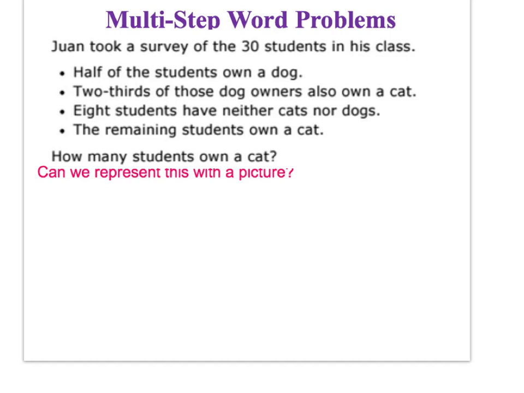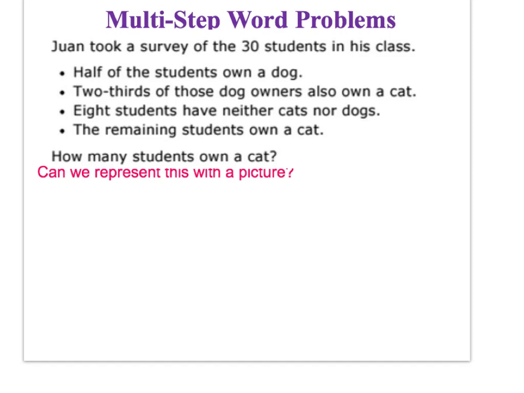Today we're going to work on multi-step word problems, and specifically ones that include bullet points of information. So this first problem says Juan took a survey of 30 students in his class. Half of the students own a dog, 2/3 of those dog owners also own a cat, 8 students have neither cats nor dogs, the remaining students own a cat. How many students own a cat?